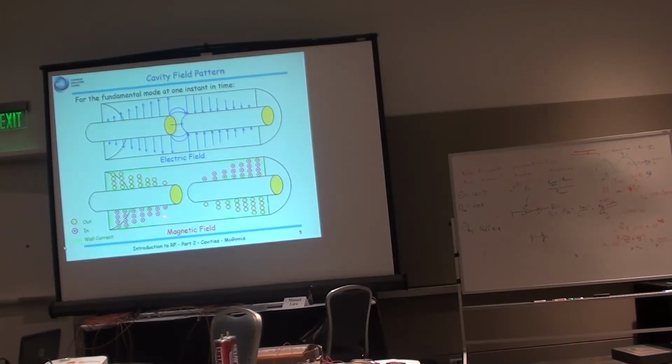The magnetic fields basically have to be zero in the center of the beam pipe because there's no current flowing on the center conductor, and the magnetic fields are a maximum at the edges.